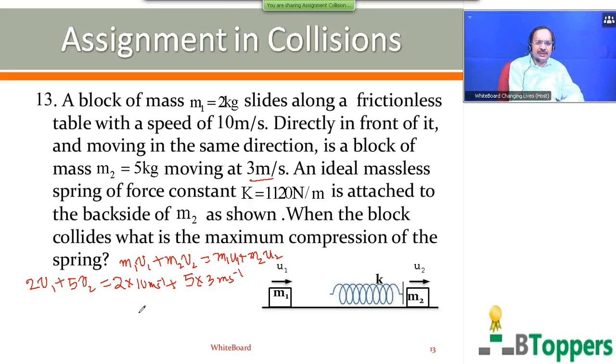So units of mass get cancelled on the two sides. You get 2v1 plus 5v2 will be equal to 35 meter per second.